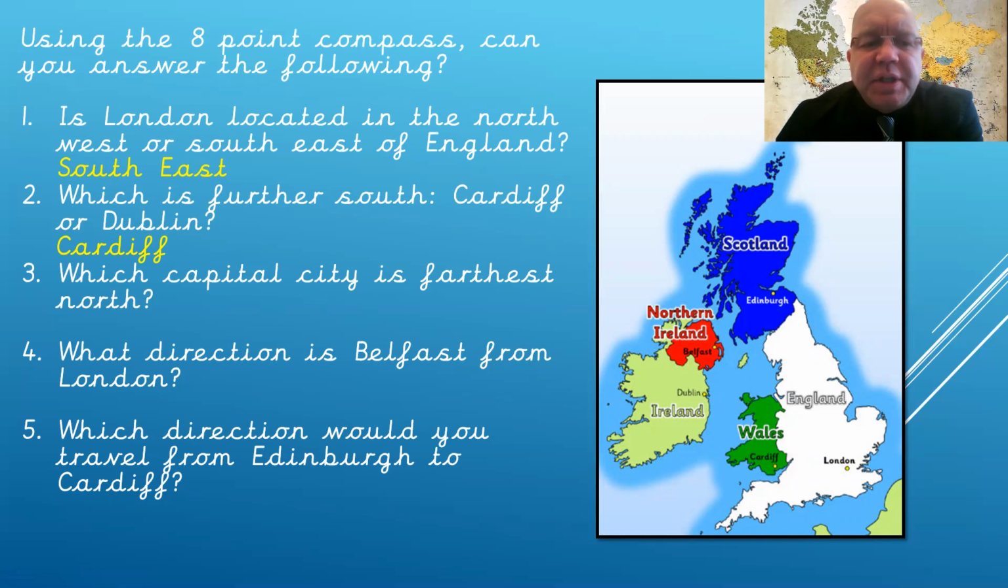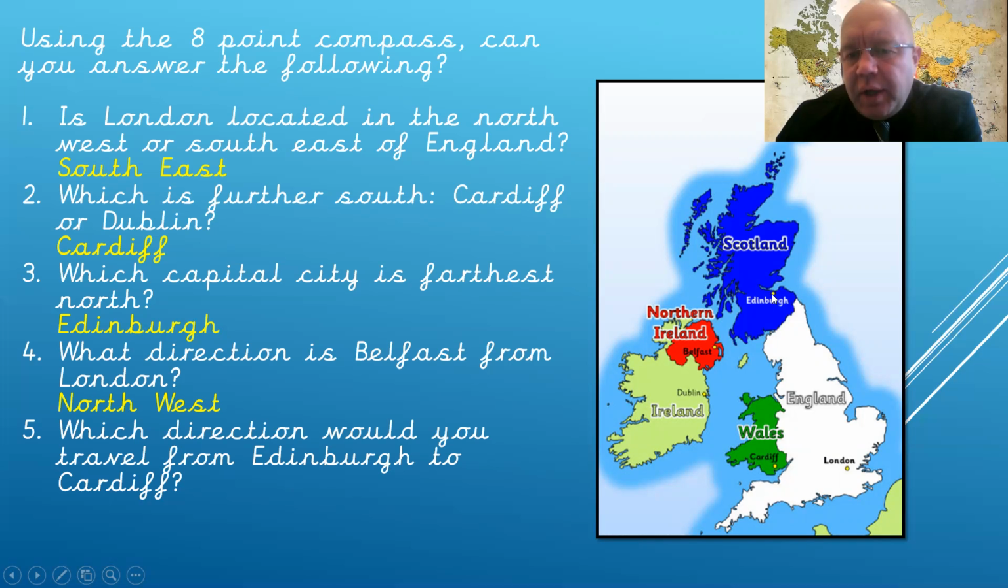3, which capital city is farthest north? Well, north is up on our map. So which one's the furthest up there? It's going to be Edinburgh in Scotland. 4, which direction is Belfast from London? Well, there's London and there's Belfast. So roughly what direction is that line? From there going to there, that is northwest. And finally, which direction would you travel from Edinburgh to Cardiff? There's Edinburgh, and we go straight down to Cardiff, or nearly straight down. You're traveling south. Okay, hopefully you got all 5 of those correct. Well done if you did.